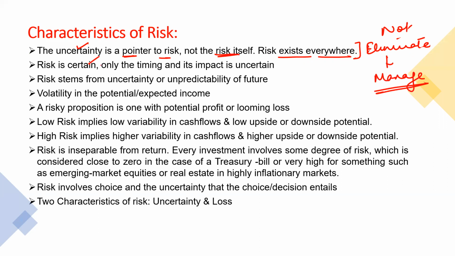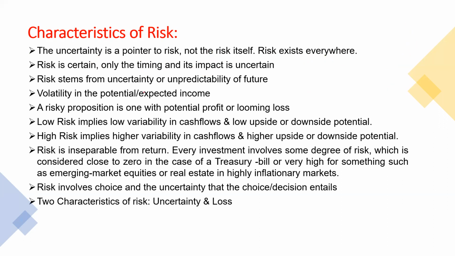Risk is certain. It is bound to happen. We don't know when, the timing, and its impact. These are the two aspects which are uncertain. Risk stems from this uncertainty or unpredictability of future, because future is what is unknown. If you don't know about the future, volatility in the potential or the expected income. If it was stable, like in a government job, we knew it was fixed income, like a FD, fixed deposit, we know that we're going to get a fixed return every year. If it was fixed, there was no variability, there's no risk. It's a safe investment. It's a safe job.